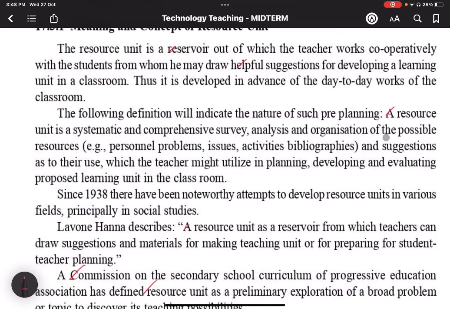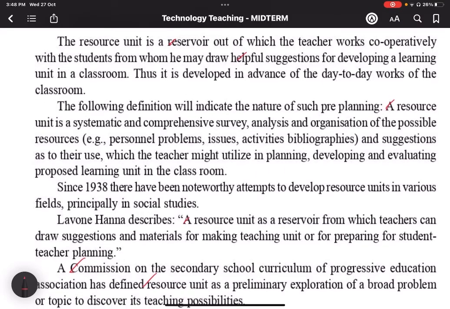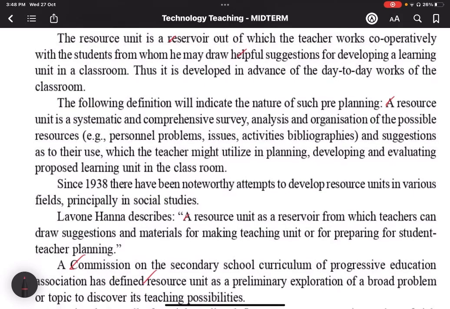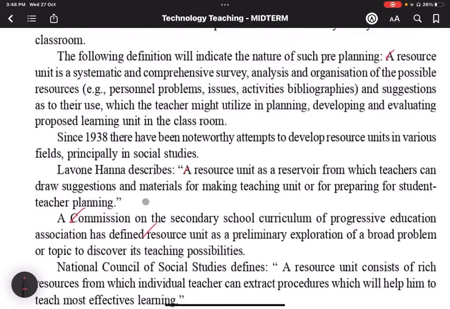Okay? So ayan, no? A resource unit is a systematic, comprehensive survey, analysis, and organization of possible resources, personal problems, issues, activities, bibliographies, and suggestions as to their use, no? Which the teacher might utilize in planning, developing, evaluating a proposed learning unit in the classroom. So propose pa lang siya, no? Inihanda mo pa lang. Hindi pa siya yung talagang ituturo mo. But it can be used as a resource, no? Kaya tawag sa kanya resource unit.